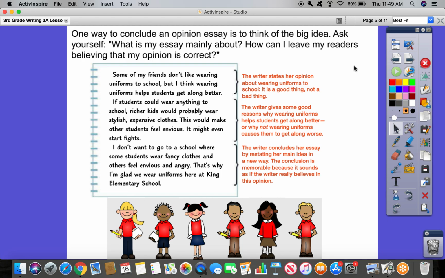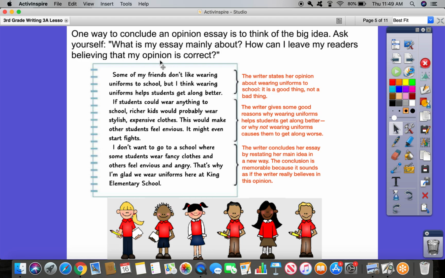So let's look at this opinion essay about school uniforms. Some of my friends don't like wearing uniforms to school, but I think wearing uniforms helps students get along better. If students could wear anything to school, richer kids would probably wear stylish, expensive clothes. This would make other students feel envious. It might even start fights. I don't want to go to a school where some students wear fancy clothes and others feel envious and angry. That's why I'm glad we wear uniforms here at King Elementary School.